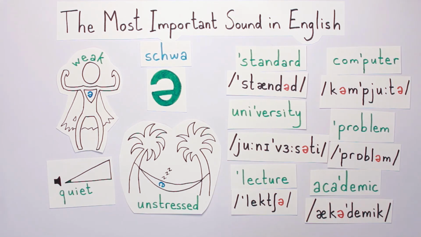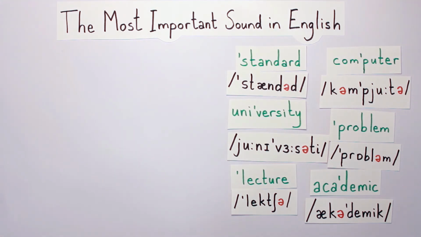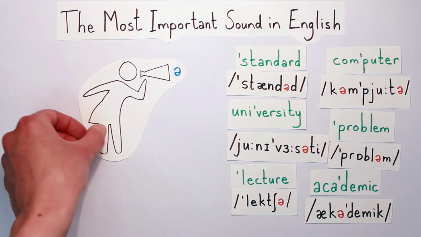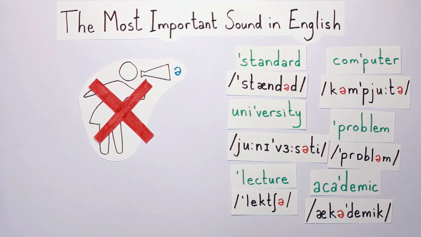Okay? But it's very important that you don't overpronounce schwa, that you don't overstress it. Okay? So that's my final message. Schwa is the most important sound in the English language, but please do not overpronounce it, do not overstress it.